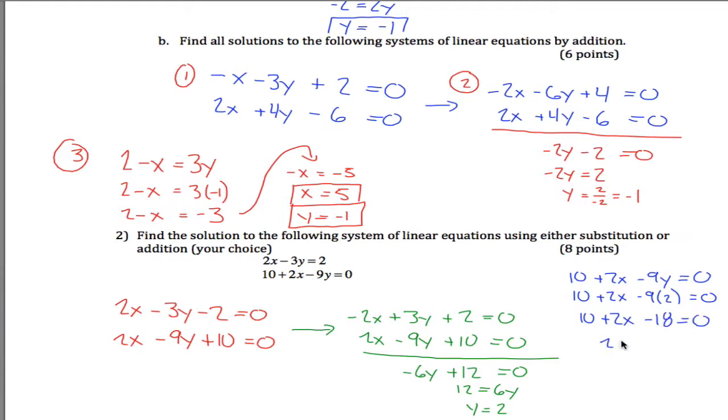Combine like terms, you got 2x minus 8 equals 0. So 2x equals 8. Finally, x equals 4. So what you get is x equals 4 and y equals 2 for your solution. So I did this using addition, but you could have done substitution if you wanted. Should get the same answer though. That is the end of the quiz.